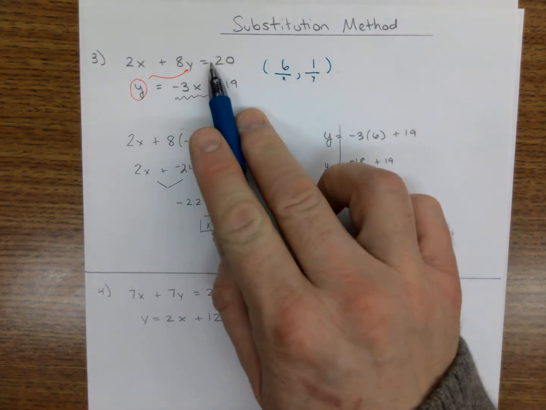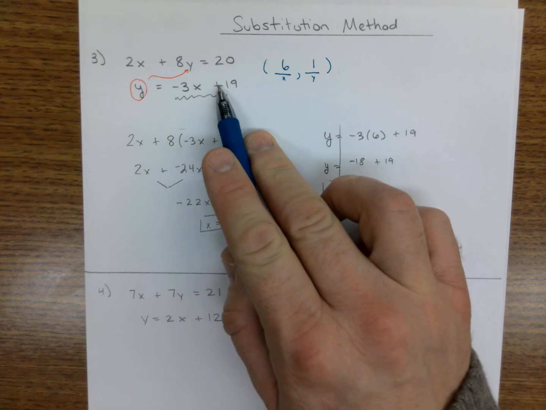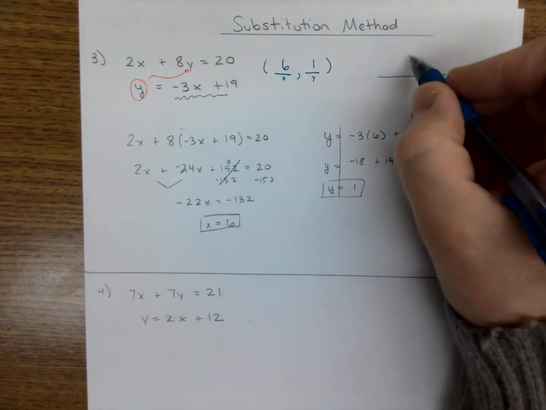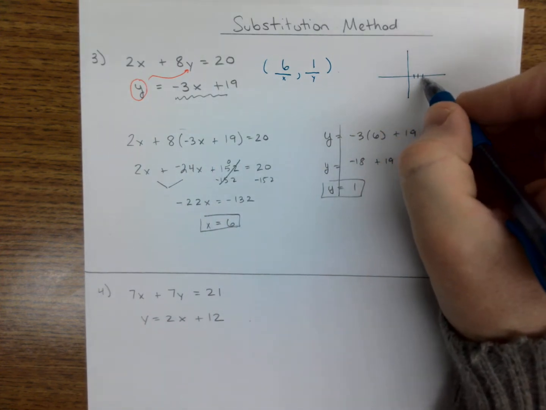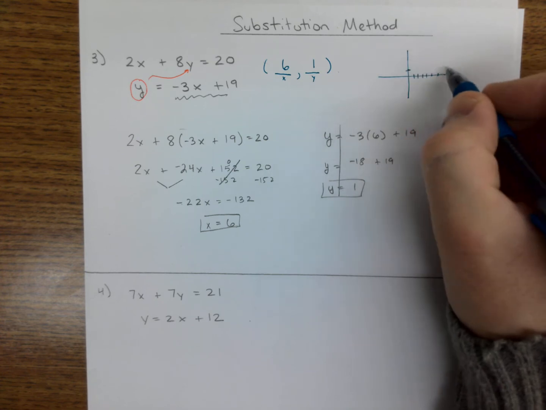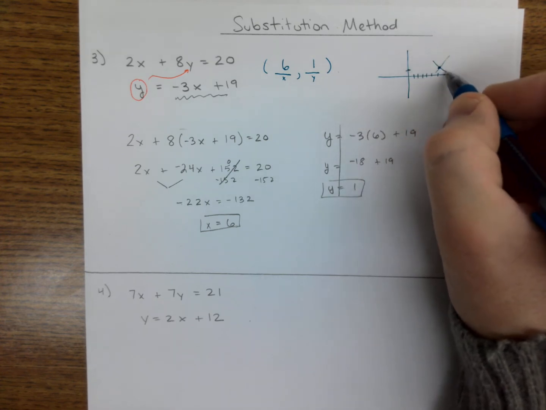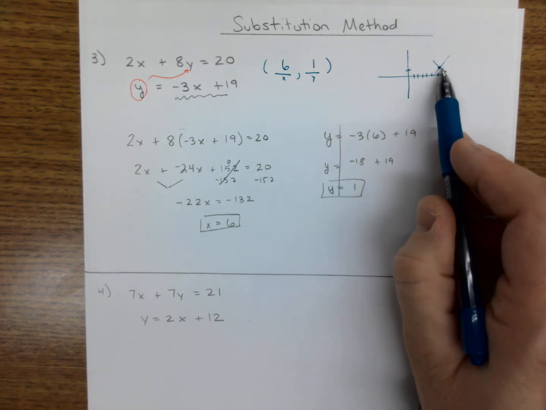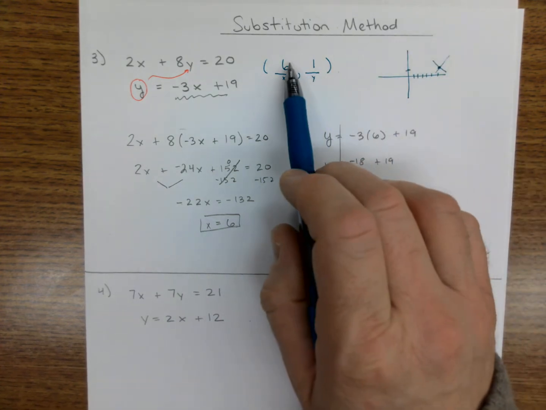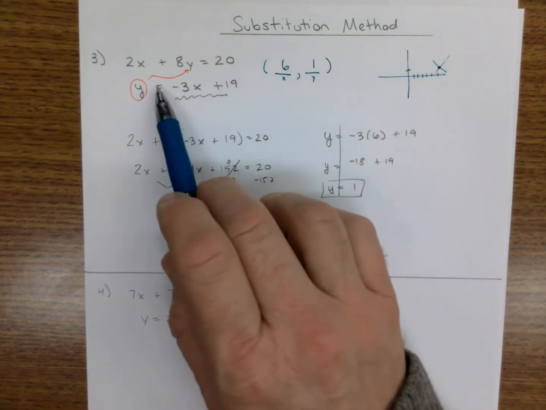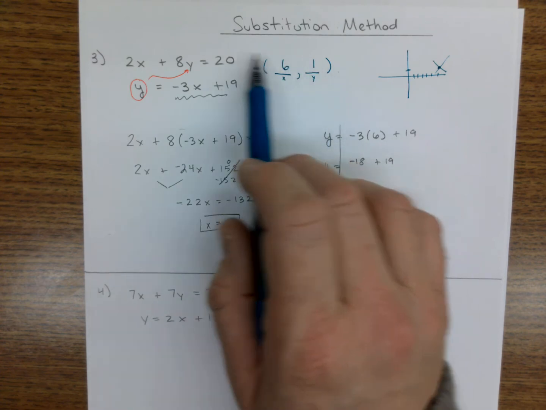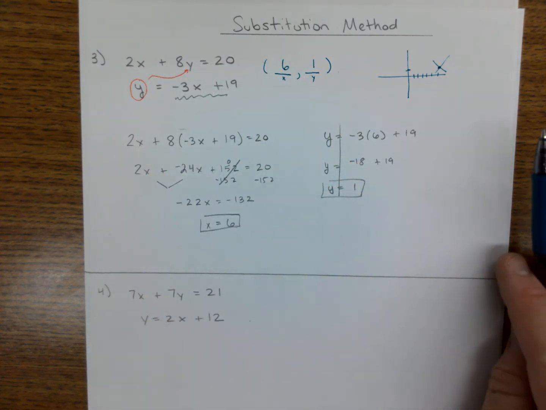Meaning if we graph this line and we graph this line, they would cross. If I drew an axis here and I had 1, 2, 3, 4, 5, 6, and 1, these two lines would cross at that point. Also means if you plug in 6 and 1 in this equation, it's balanced, and if you plug 6 and 1 in this equation, it's balanced.